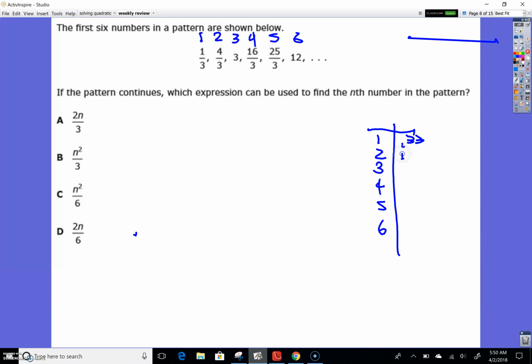4/3 would be 1.33. 16 over 3 is 5.33. 25 over 3 is going to be 8.33. Alright, so what we're going to do is put these in your calculator.